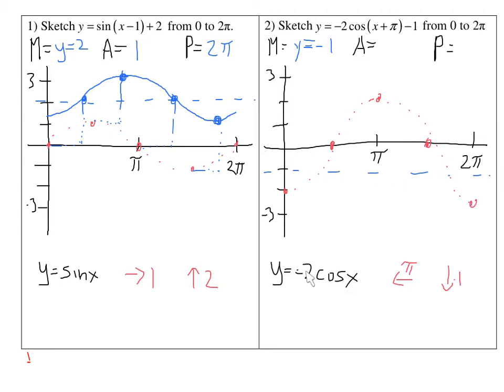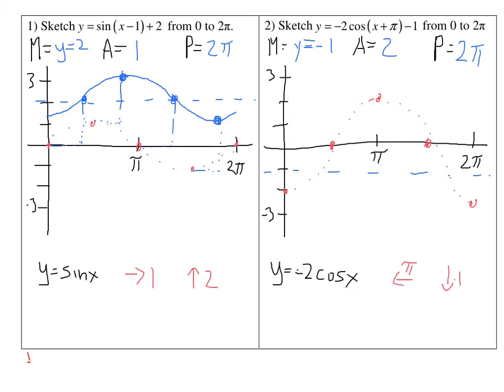As we talked about earlier, the 2 right there is the amplitude. We don't need the negative, so my amplitude is 2. And there's nothing multiplied on the x, so the period is still 2 pi. For sinusoidal graphs, cosine graphs, it is going to be 2 pi. All right, so those are your key features.